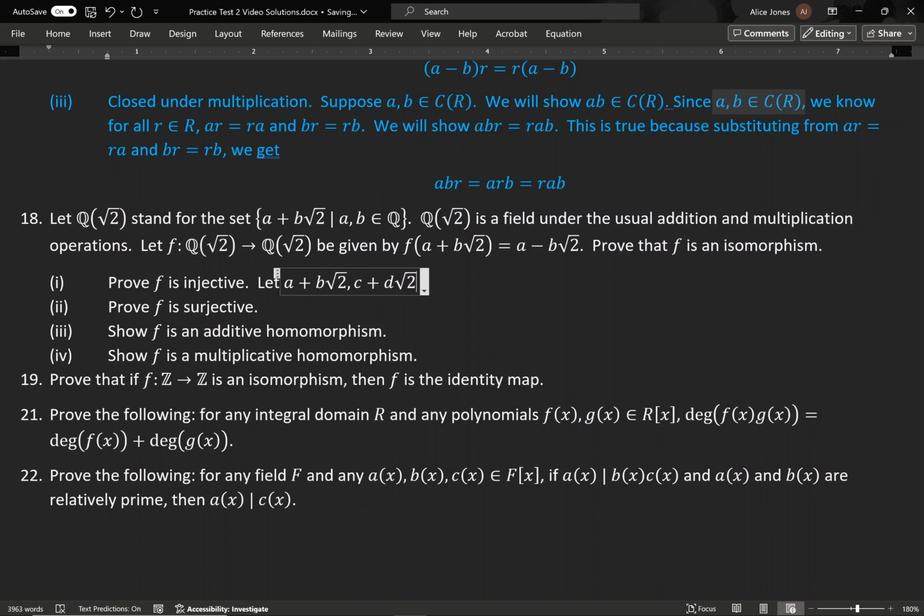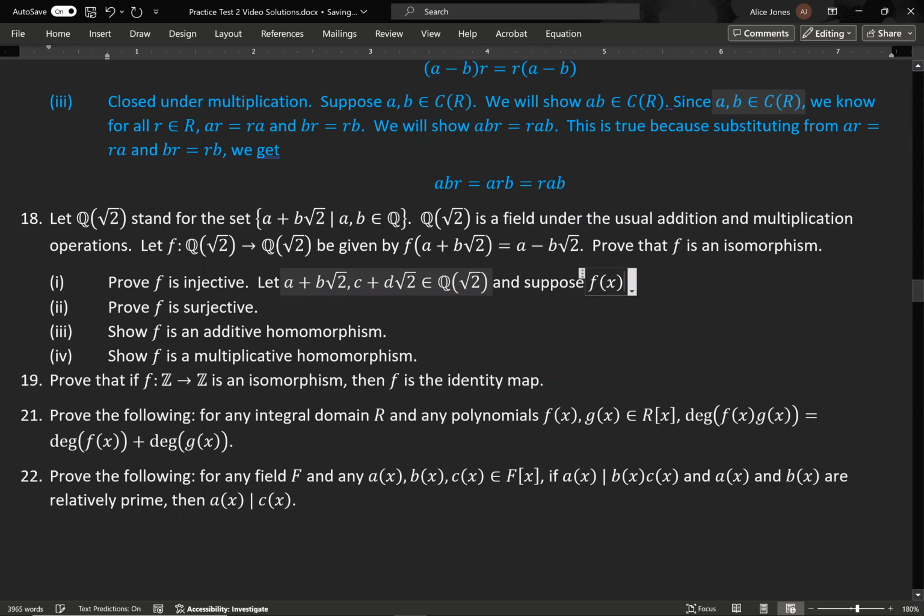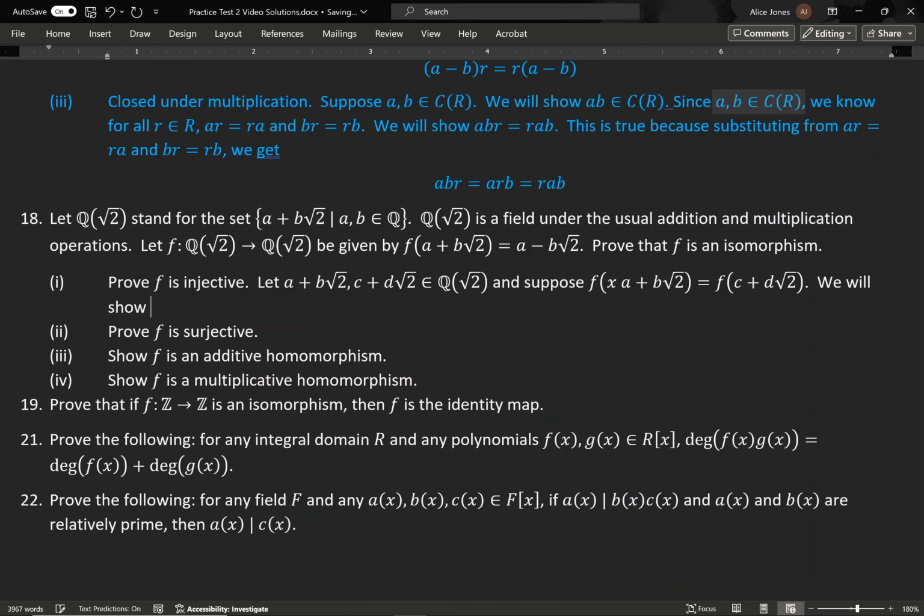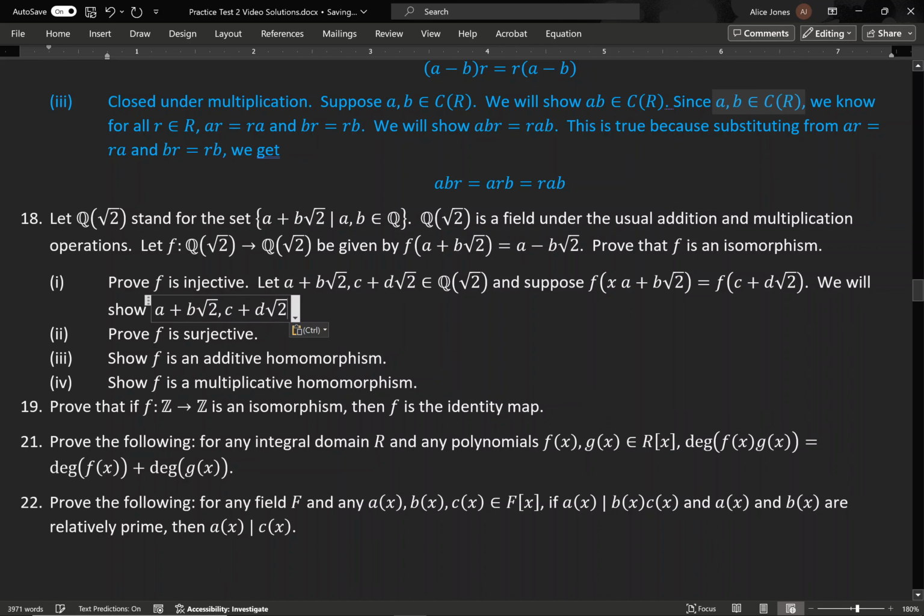be in the domain, which is this thing. And we're going to go ahead and suppose that they have the same output from the function. So we suppose f of a plus b square root of 2, not f of x, f of this equals f of the other one. And then our goal is we will show that these were actually the same element so that these two equal each other. Okay, so that's the setup for proving injectivity.